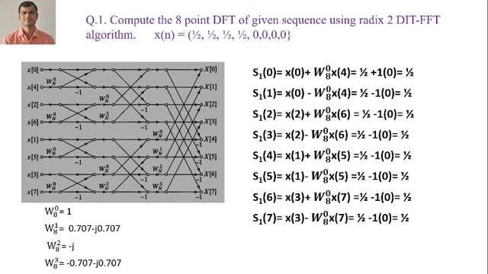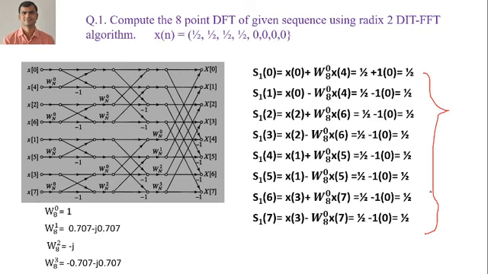This value S1 of 2 is the value of x of 2 plus x of 6. This value is x of 2 minus x of 6. This value is equal to x of 1 plus x of 5. This value is equal to x of 1 minus x of 5. This value is equal to x of 3 plus x of 7, and this value is equal to x of 3 minus x of 7. In this way we can calculate the stage 1 output, and we have got the output of stage 1. All the values are 1 by 2 here.